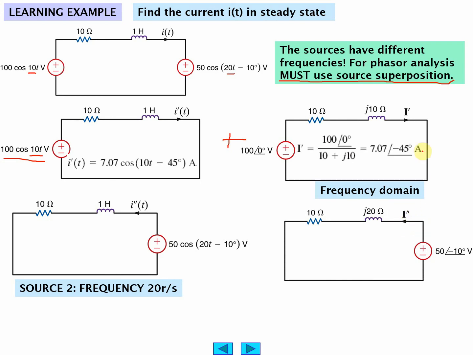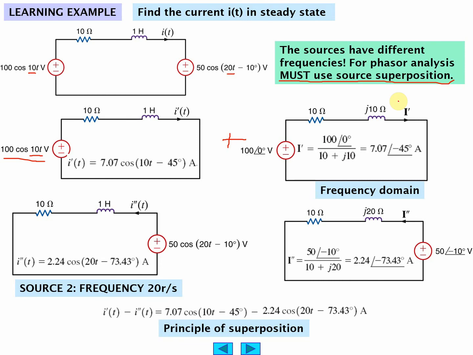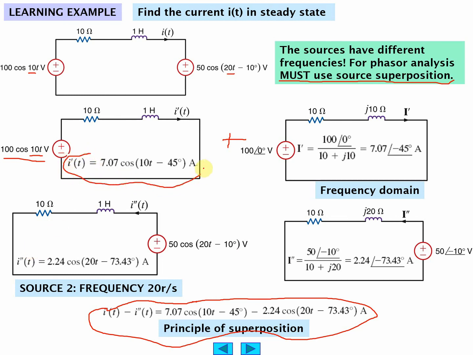You sum the two. So the current is going to be a sum of two different frequencies. There we go. And you superimpose the two solutions right there. This is solution 1 at 10 radians per second. Solution 2 at 20 radians per second.